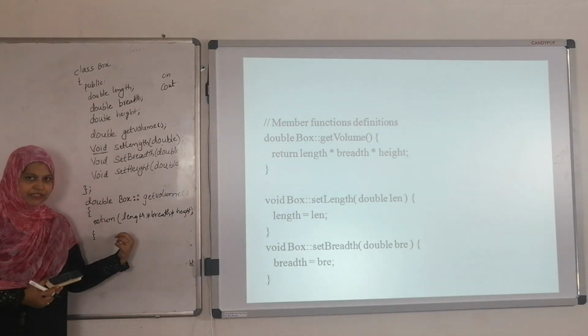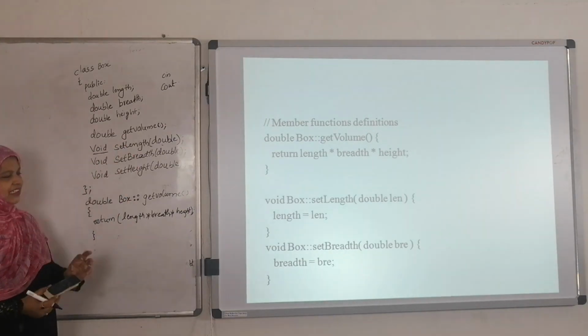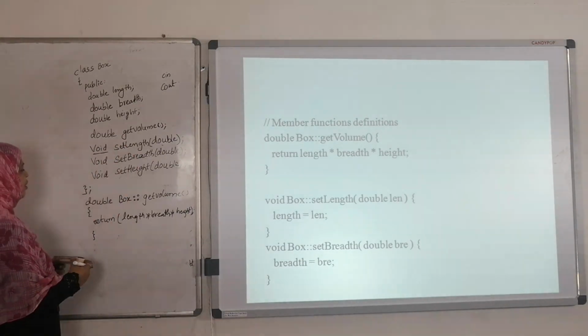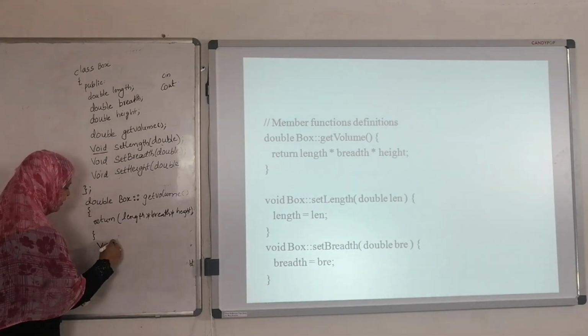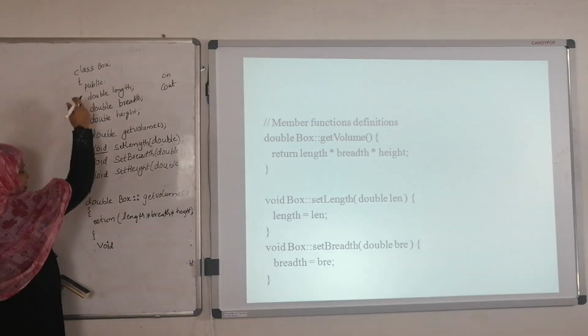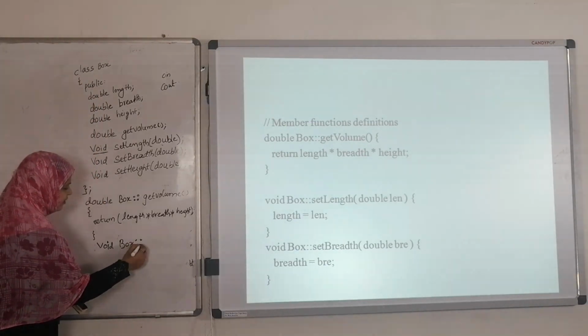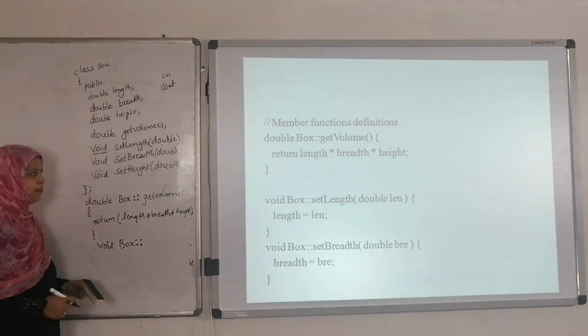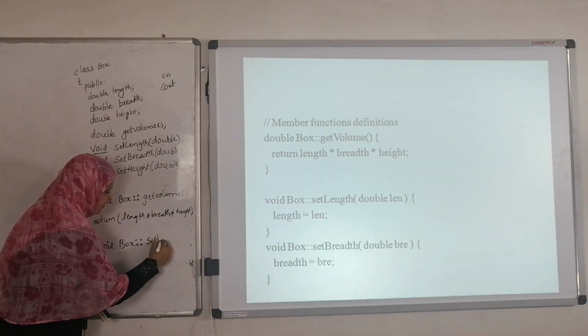Here I have defined one member function outside the class. Second, void set length. What is the return type here? Void. What is the class name? Box, followed by the scope resolution operator. What is the name of the function? Set length.